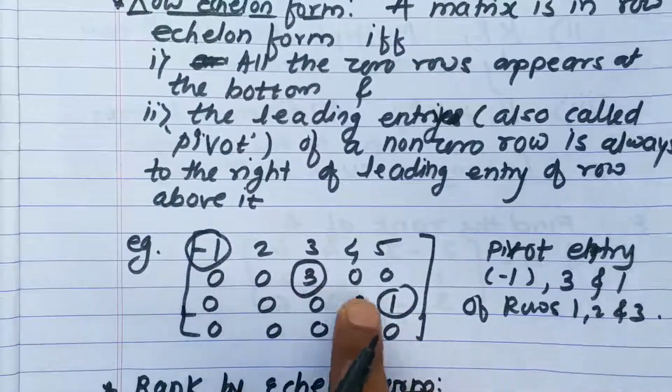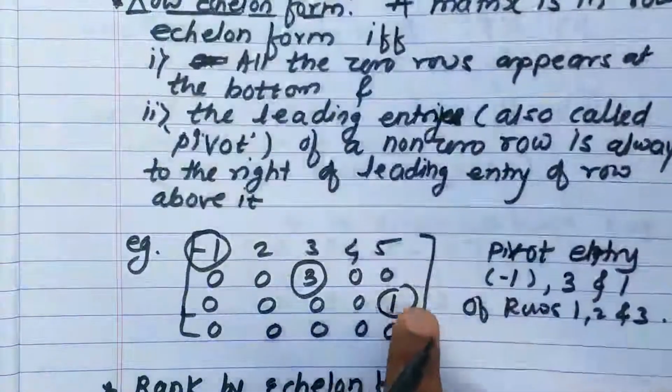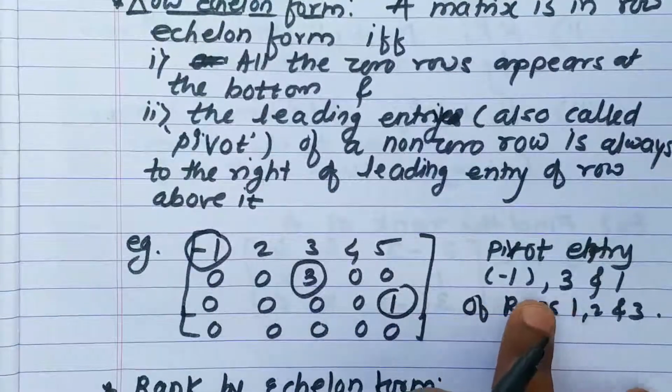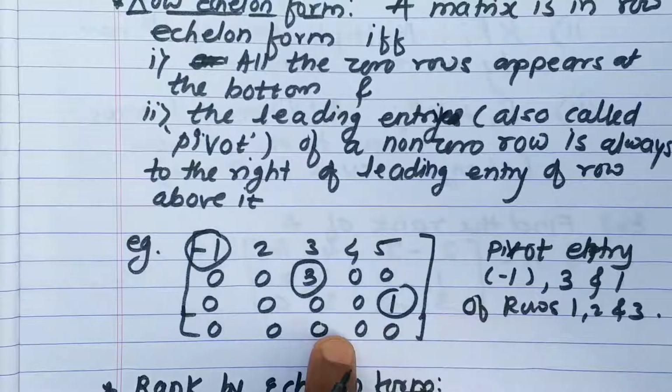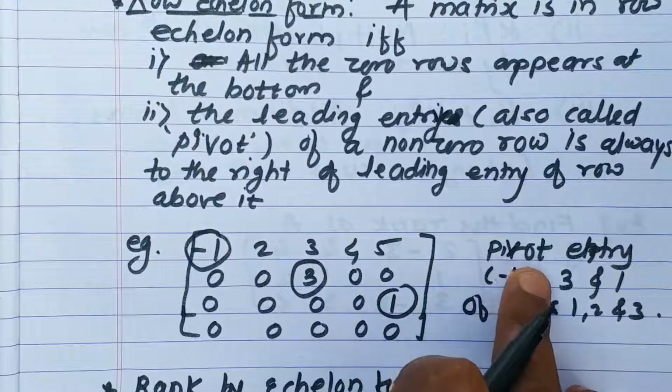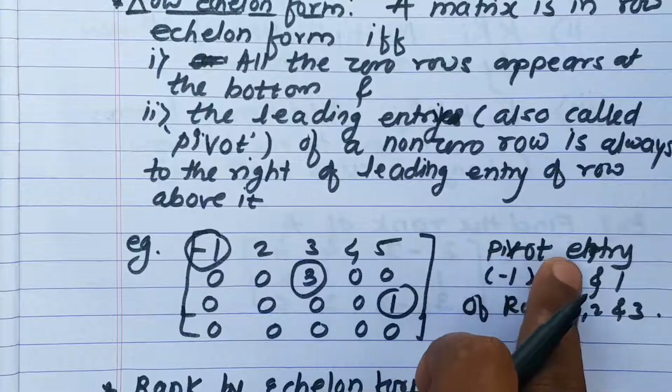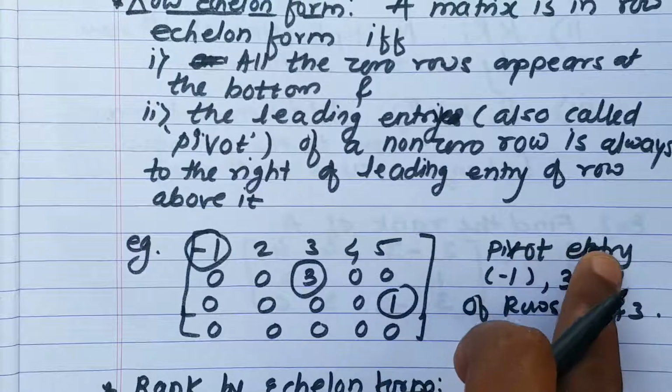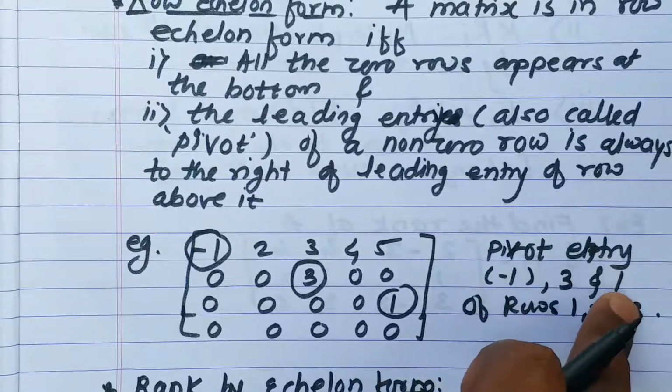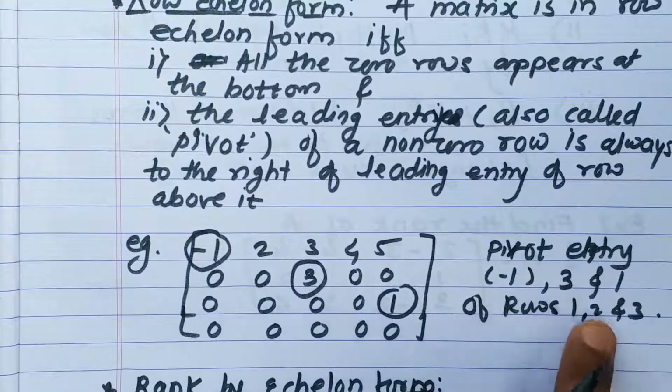In this way, an upper triangular matrix-like situation you must have there. It looks like an upper triangular matrix, but it is not an upper triangular matrix. Here I have written the pivot entries minus 1, 3 and 1 of rows 1, 2 and 3.